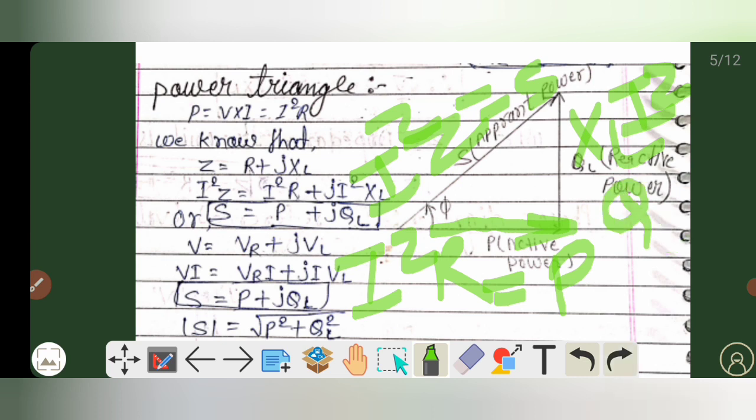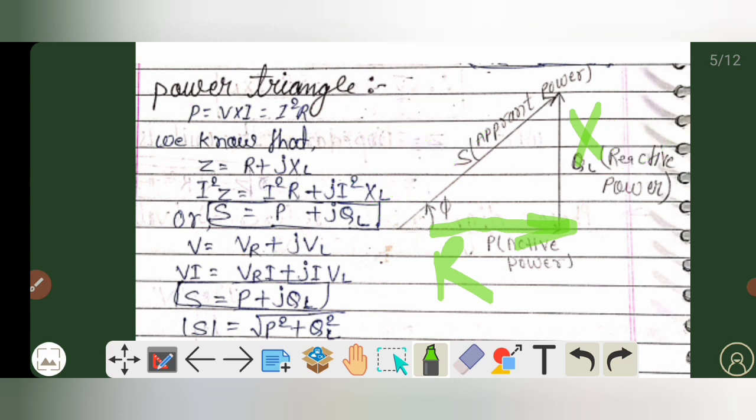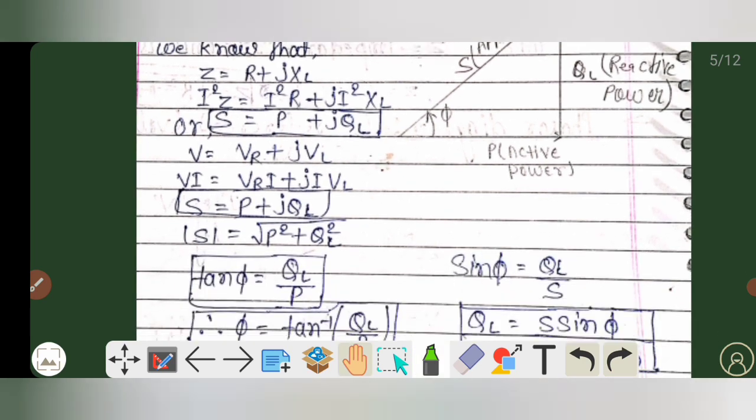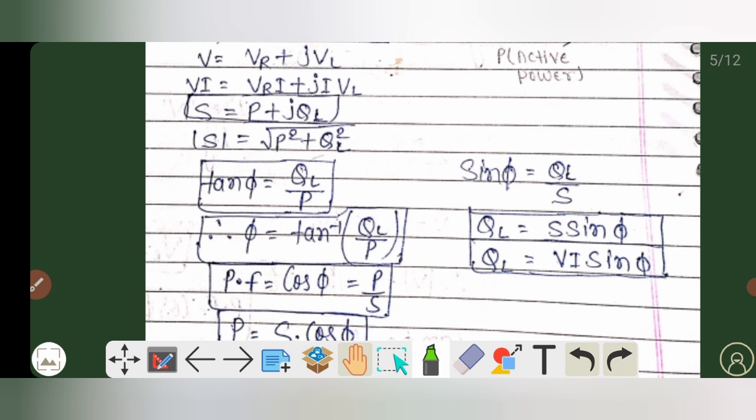Now my dear friends, as you can see in this derivation, S is equal to P plus jQL. We also know that V is equal to VR plus jVL. Now if you multiply both sides by I, that will be equal to S, and S is equal to P plus jQL. If you want to calculate the magnitude of S, it comes out to be root under P square plus QL square.